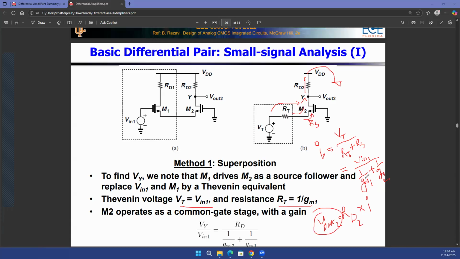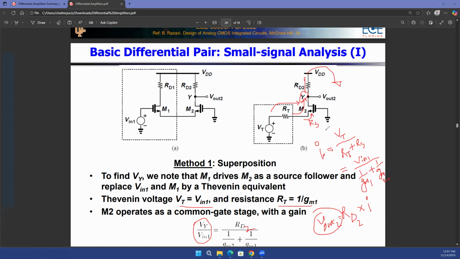I is V in 1 divided by 1 over GM1 plus 1 over GM2. So what you're interested in finding out is what is my V out 2 divided by V in 1. V out 2 is equal to your Vy. So that is going to be your RD2 divided by 1 over GM1 plus 1 over GM2, right?